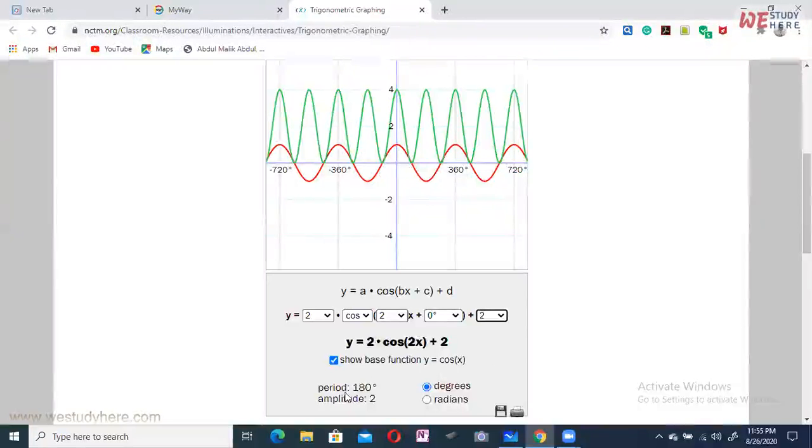Now you can see the period is also 180 degrees, the amplitude is 2, and we are taking the angle in degrees. We can take it in radians also. In place of 180 there will be pi, and in place of 360 there will be 2 pi. These units will be in radians instead of degrees. You can see I converted it into radians. 360 is 2 pi, 720 is 4 pi, and 0 will be 0. This is the way to draw the graph of different types of trigonometric functions.